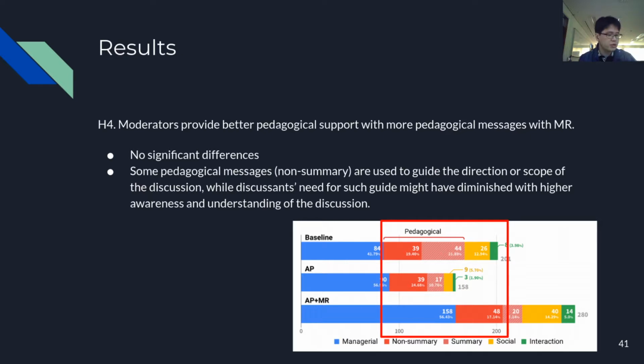Okay. Hypothesis number 4 is pedagogical support. Results suggest that we have no significant difference. We suspect that some pedagogical messages, like scope-setting messages, diminished with the higher structural awareness and understanding of the discussion.